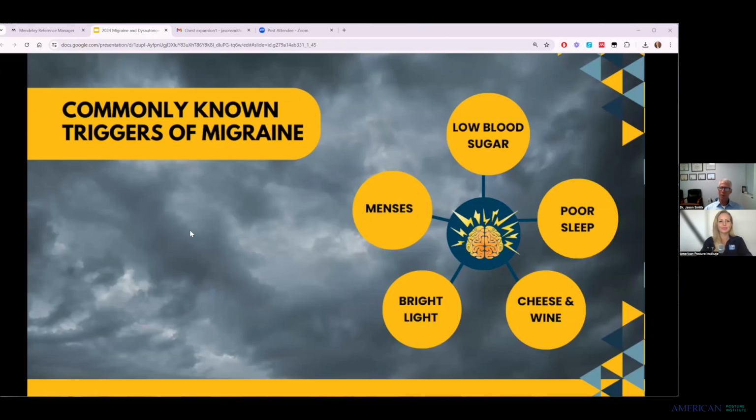So the most commonly known triggers that I learned back when I was in chiropractic school 28 years ago are things like menstruation, poor sleep, bright lights, cheese and wine. And I left chocolate off here because I didn't want anyone to be throwing tomatoes at me, and then low blood sugar. So those are the most commonly known triggers. And you see that stormy background. That's why I put it there, because it's like things are getting triggered.